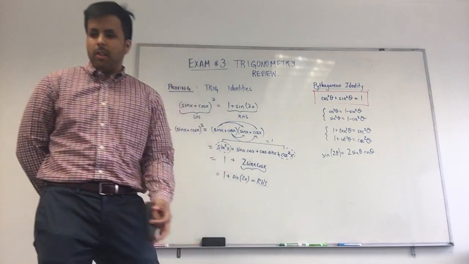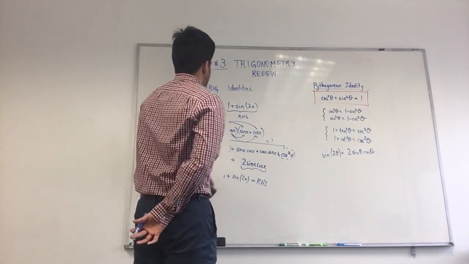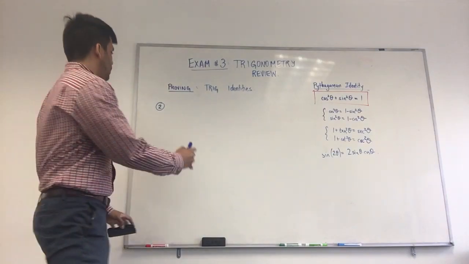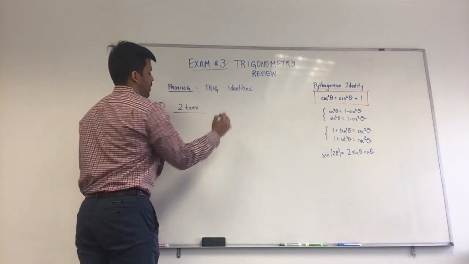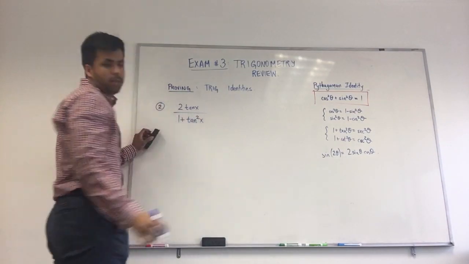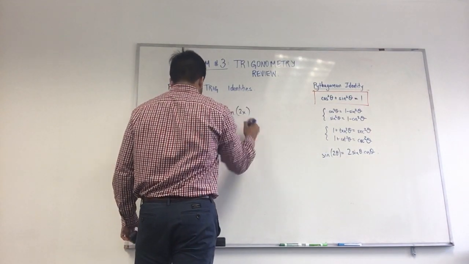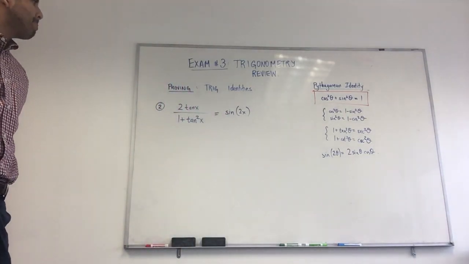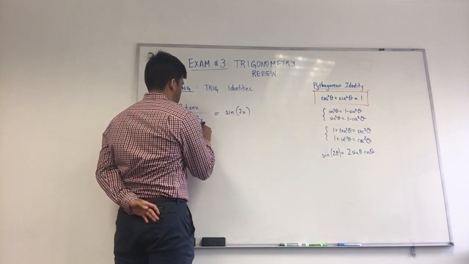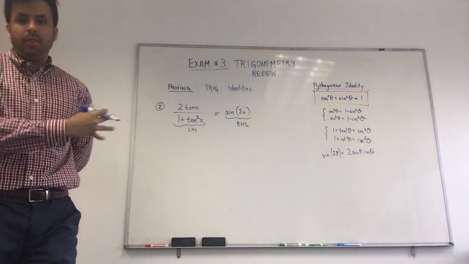Okay? Let's look at the next one, number 2. Number 2 is 2 times tangent of x all over 1 plus tangent squared x equals sine of twice the angle. So again, left-hand side, right-hand side. Can we show that the left-hand side equals the right-hand side, or vice versa, the right-hand side equals the left-hand side?